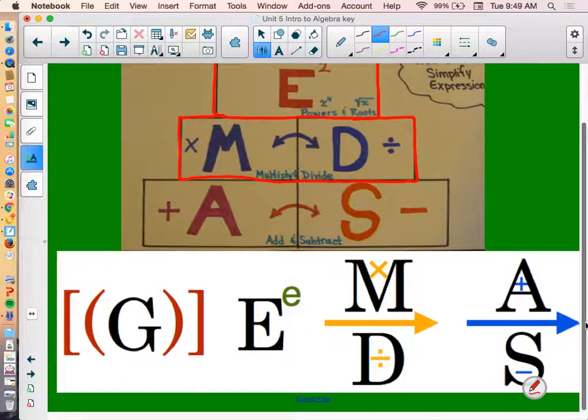All right, looking down here, this is another way to look at the same thing. We've got G for grouping symbols. We've got E for exponents, and it looks like a little exponent right there, that E. And then multiplication and division, those are both there from left to right, and addition and subtraction from left to right. So you don't have to write these down, or you can. They can be helpful. Just remember the rules. You have to go in order, otherwise you'll get a totally different answer.